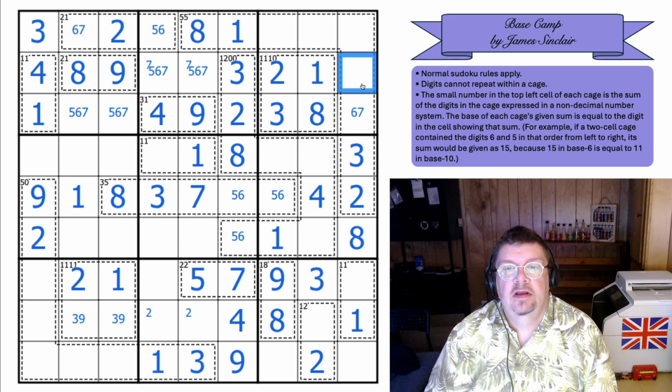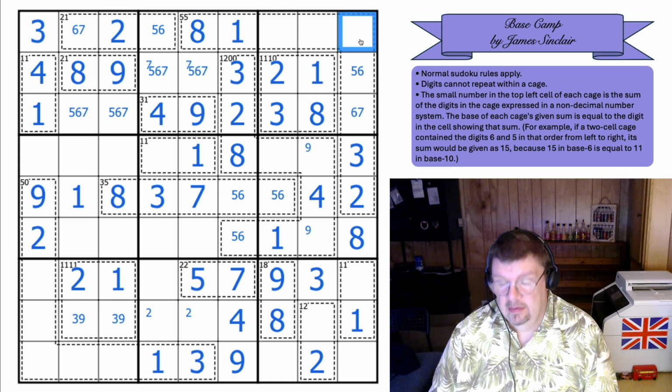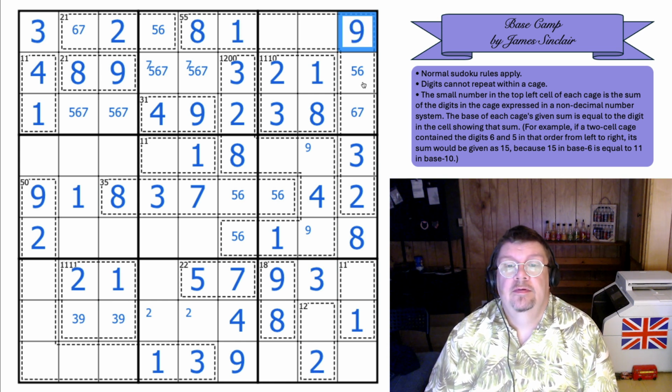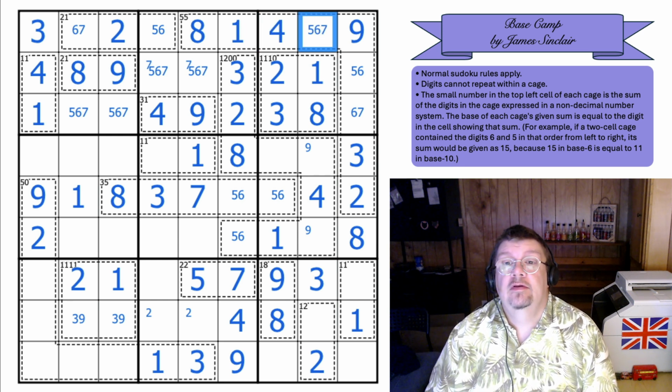This digit here is 5 or 6. Okay, where does the 9 go in this cage? It goes in one of those two, and that makes that the 9 in this box. 4 in this box must now go here. So this is 5, 6, or 7.